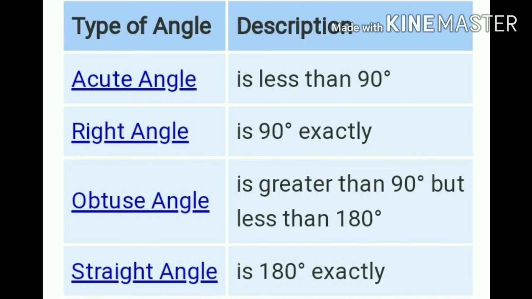Now, let's see the angles once again. First one, acute angle, angle which is less than 90 degree. Second one, right angle, angle which is exactly 90 degree. Third one, obtuse angle, angle which is greater than 90 degree but less than 180 degree. And the fourth one, straight angle, angle which is exactly 180 degree.